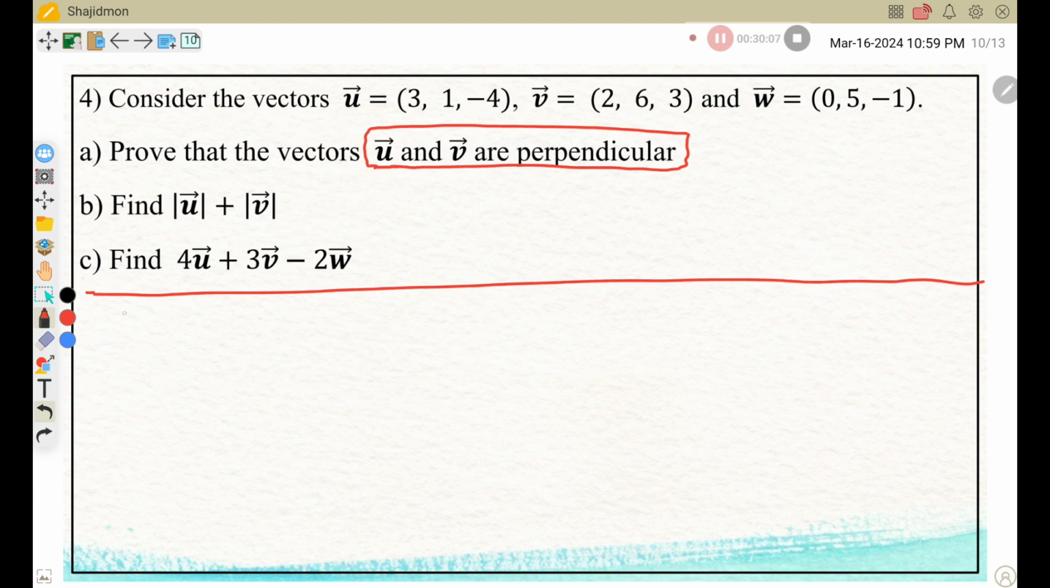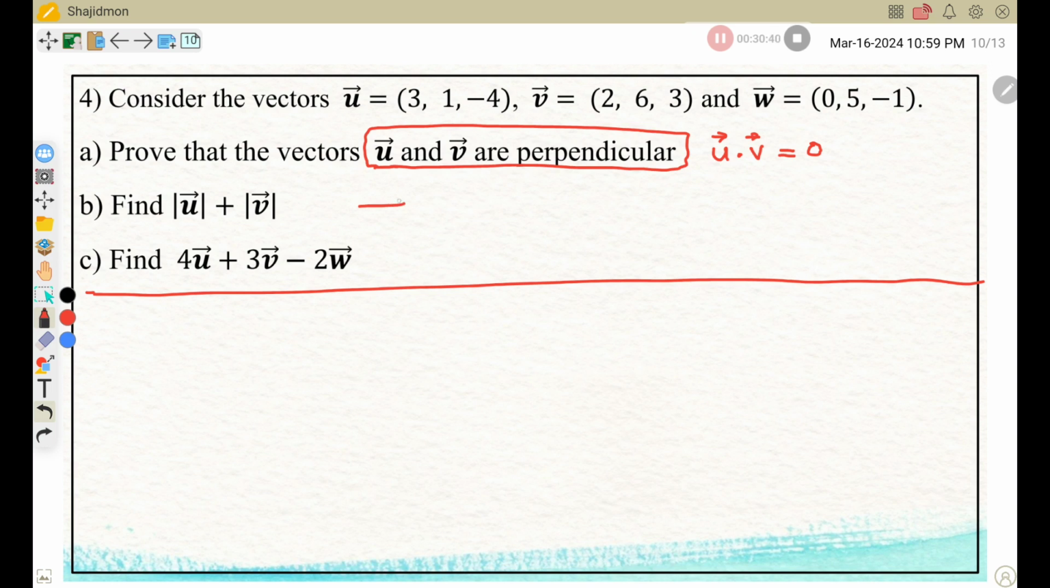So we studied vectors: when we say two vectors are perpendicular, what do we need to do? We need to calculate vector u dot vector v. If you get the answer 0, the vectors are perpendicular. Okay, u dot v equal to 0 means the vectors are perpendicular, that means the angle between the two vectors is 90 degrees. Now the second question: find the magnitude of u and the magnitude of v. Okay, we need to calculate.